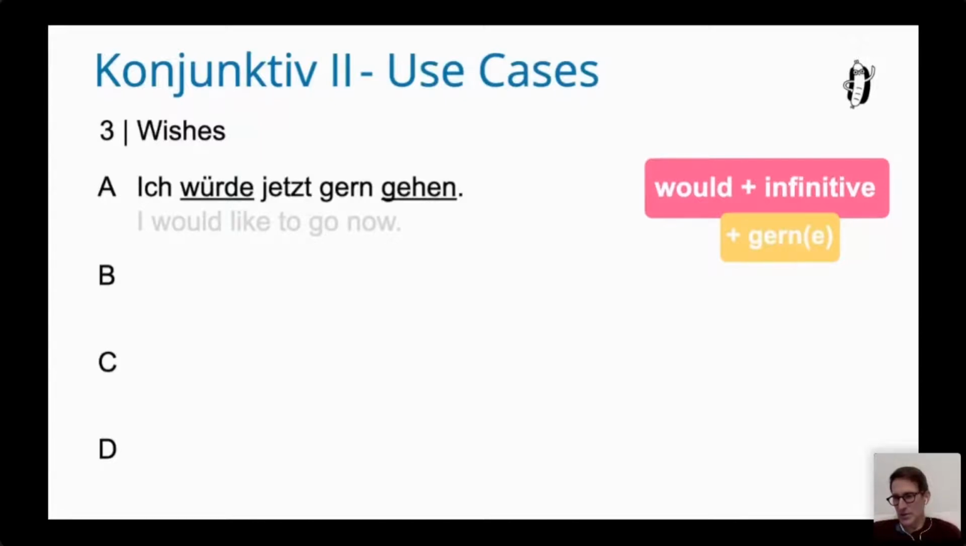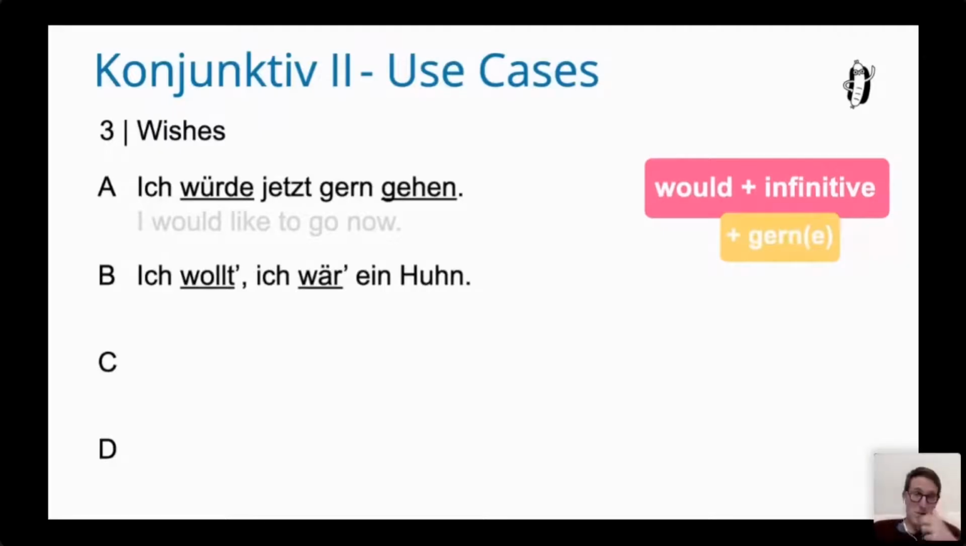Würde is just more polite than using möchte. We come to möchte as well. Here is a title of a song. You should Google that at one point. Beautiful song. Ich wollt, ich wär ein Huhn. So you see there's no würde in here, and it's nevertheless Konjunktiv 2. And translated, that means I wish I was a hen. Could also be a chicken. Huhn literally is a hen, but it's also used for chicken.